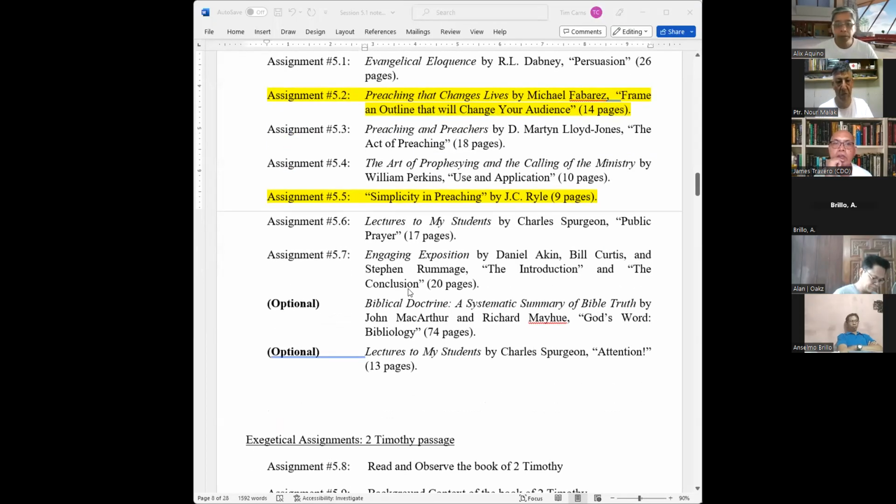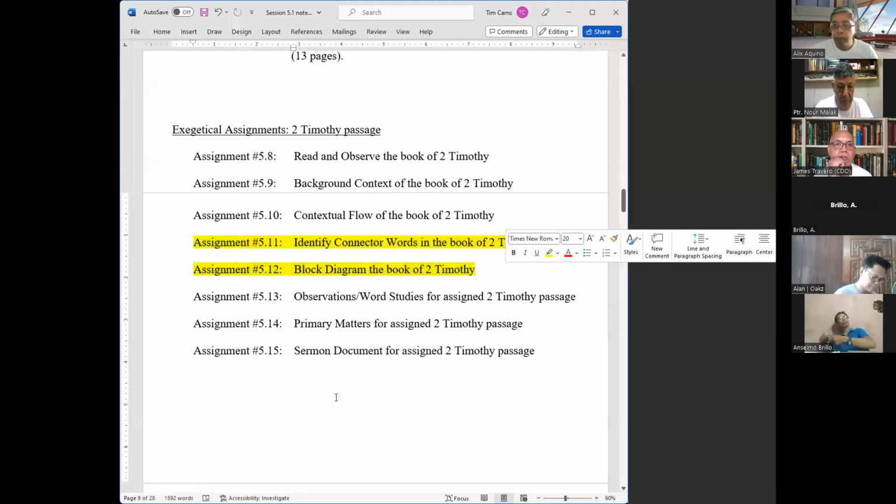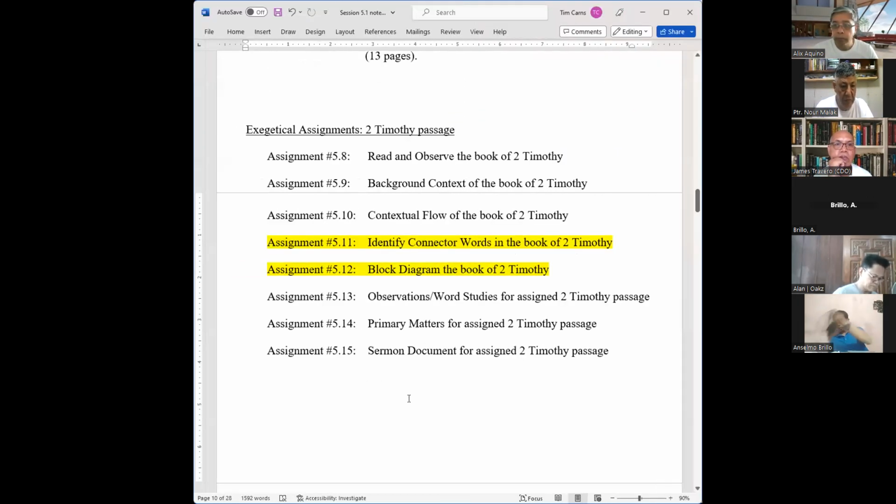Let's see. For the written assignments, just to remind you, again, we will only have one passage. So you're only going to do one set of assignments. So it's going to be the typical assignments that we've done before. The only addition are these 2 assignments here, where we'll be focusing on diagramming.